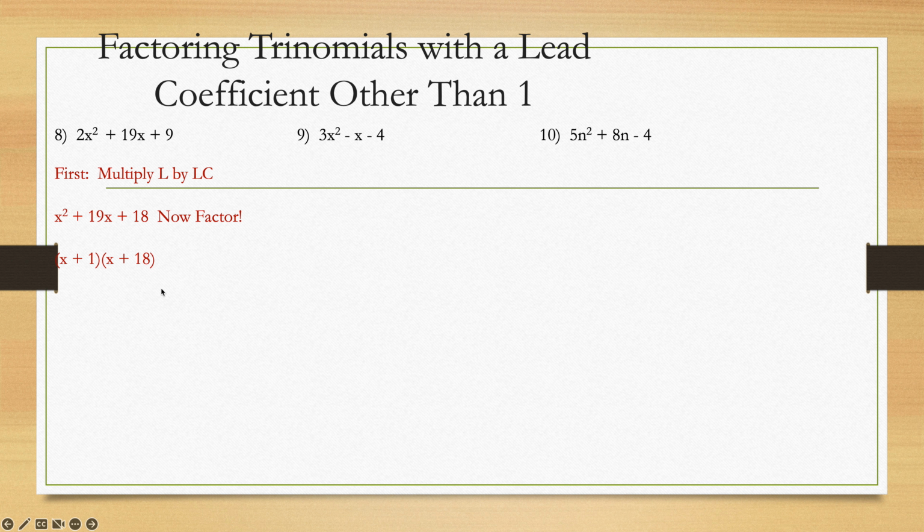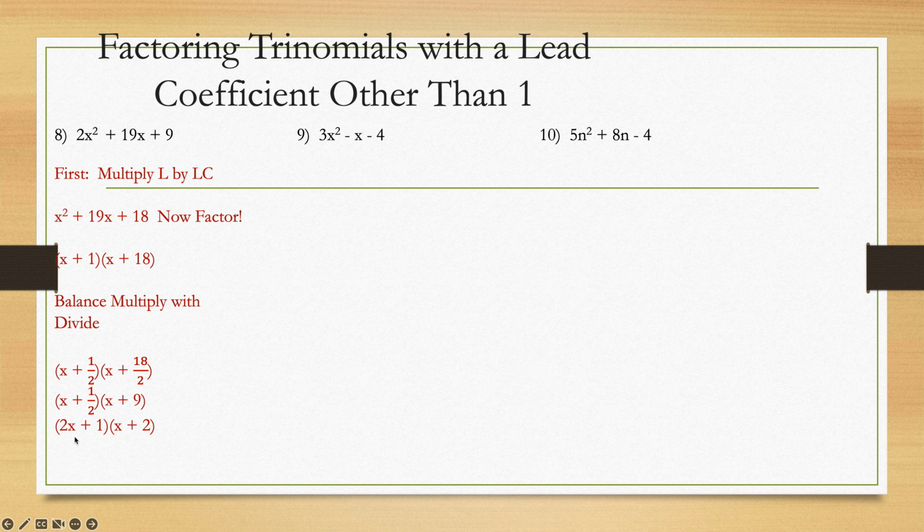But don't forget, I changed the question, so now I have to balance that out by dividing back. X plus a half. Basically, since I multiplied by a 2 up top, I divide by a 2 to balance it out. Elementary school trick on the left because it can't be simplified. And on the right, 18 over 2 is 9. So that makes 2x plus 1 times x plus 9.